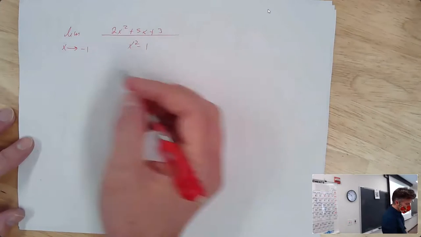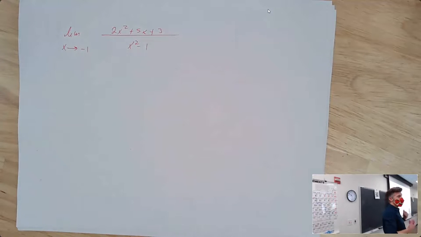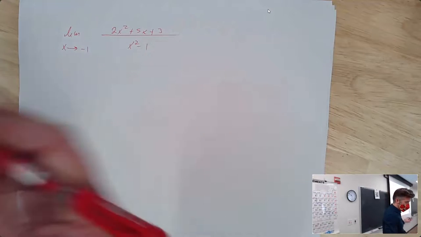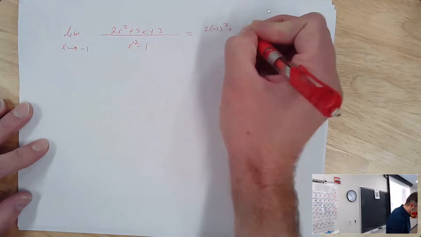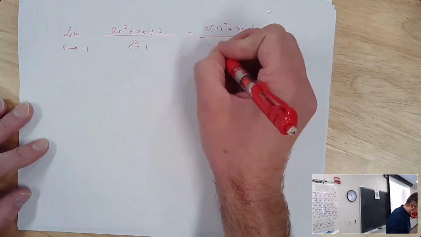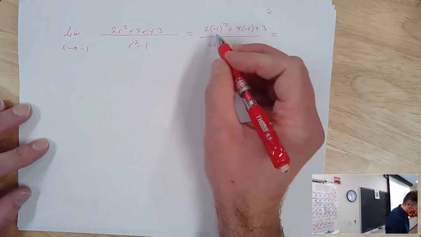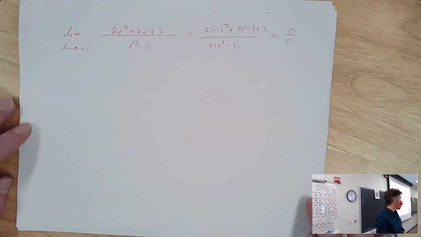It's okay. If we looked at this limit, we would still start at the beginning, which means the first thing we try is plugging it in. If you plug it in, you get 2 times negative 1 squared plus 5 times negative 1 plus 3 over negative 1 squared minus 1, which is going to be 2 minus 5 plus 3. Oh, that's a 0 over 0. Not what I meant to happen.